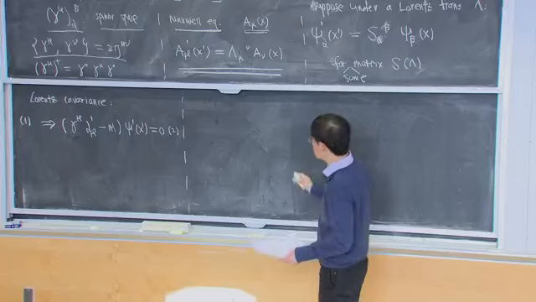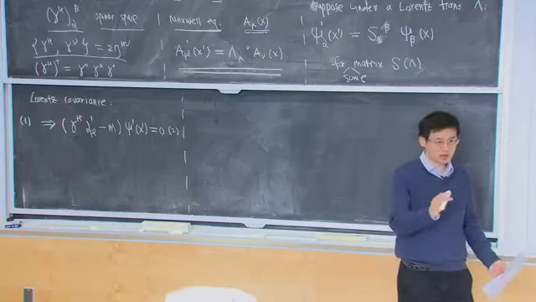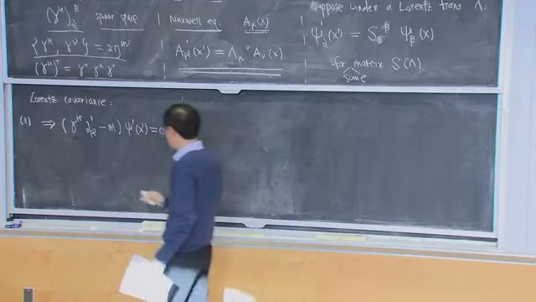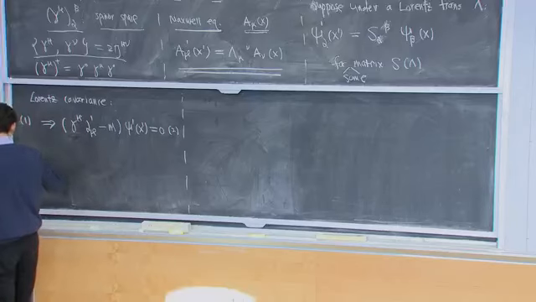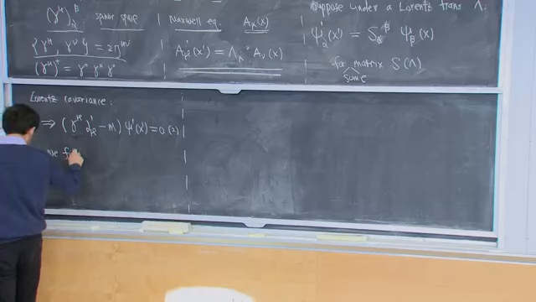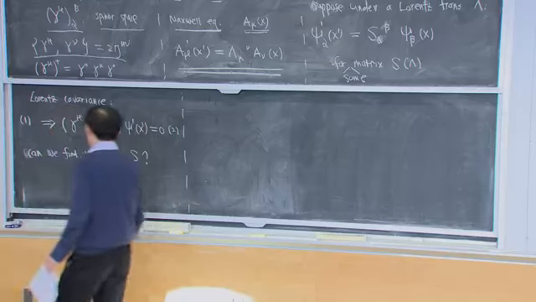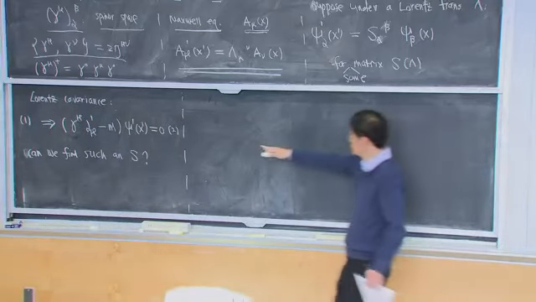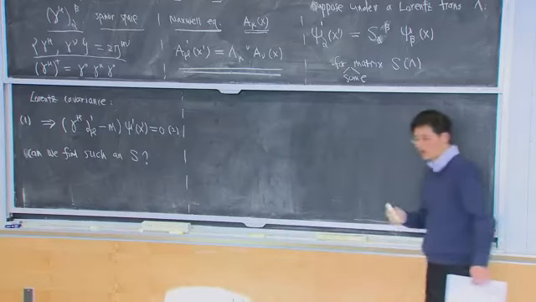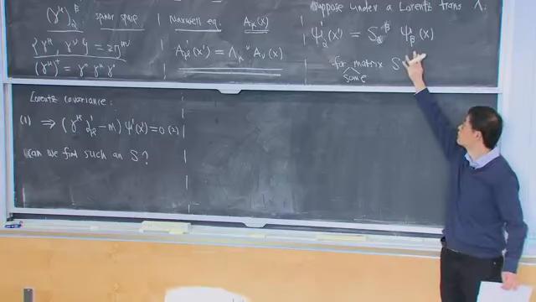Good. So now the question of the Lorentz covariance, whether the Dirac equation is Lorentz covariant, boils down to whether we can find such an S. If we can find such an S, for which this is true, then we say the Dirac equation is Lorentz covariant. And this is how the Dirac field should transform.